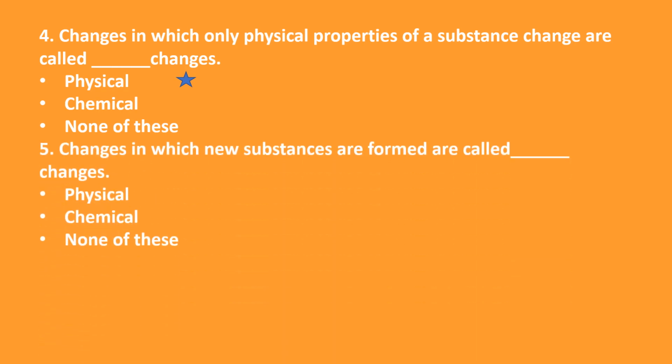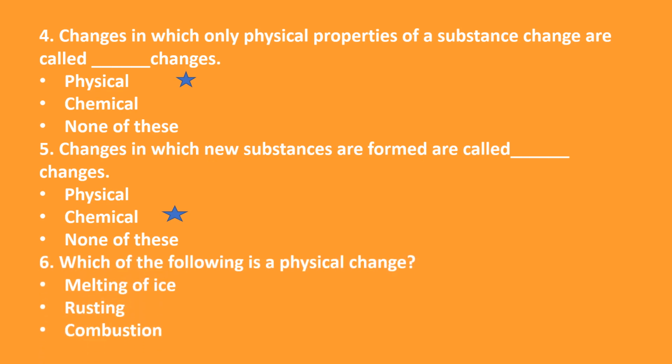Question number 5. Changes in which new substances are formed are called dash changes. Changes in which a new substance, a new thing is formed are called physical change, chemical change or none of these. So it is called chemical change.